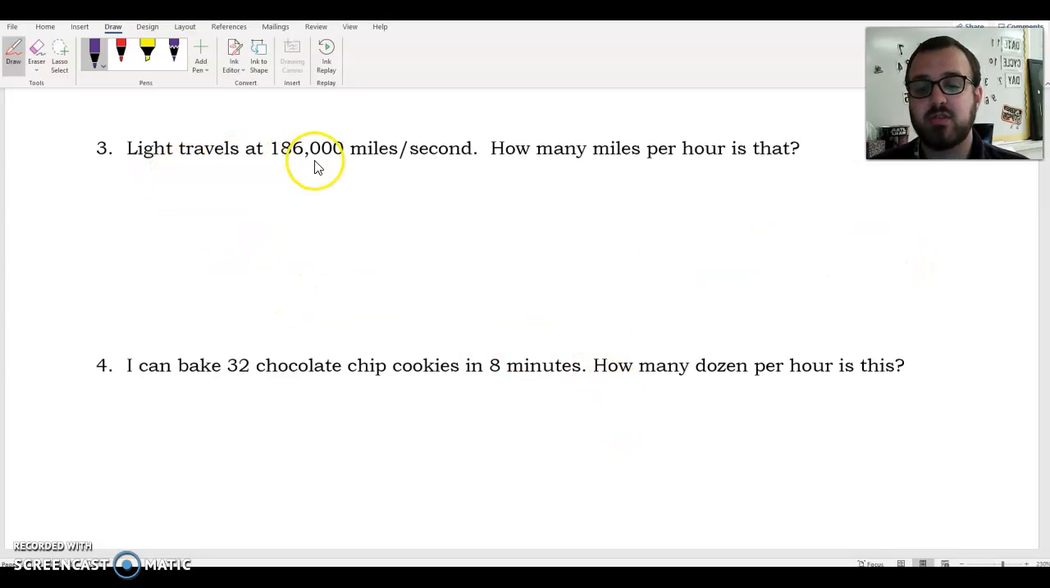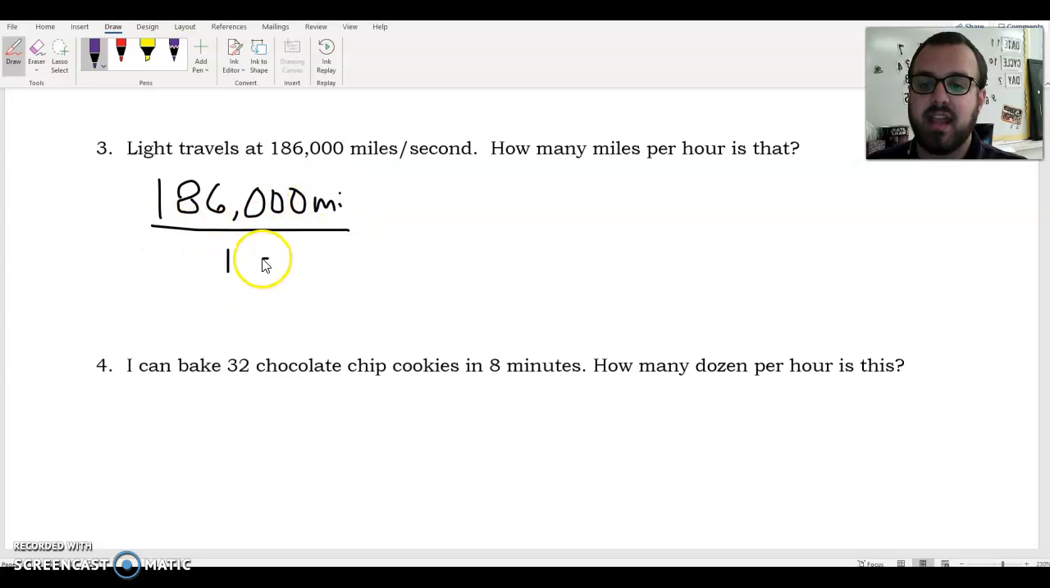Let's see this one. Light travels at 186,000 miles in a second. How many miles per hour is that? So we're starting with 186,000, and that is miles per 1 second. I need to convert this into miles per hour. Okay, so we're going to multiply this.